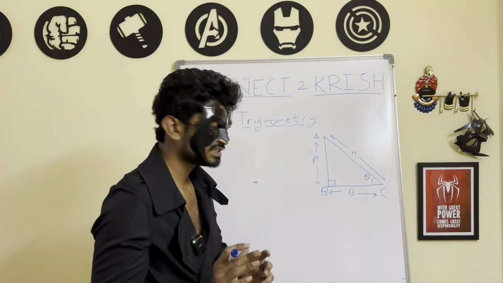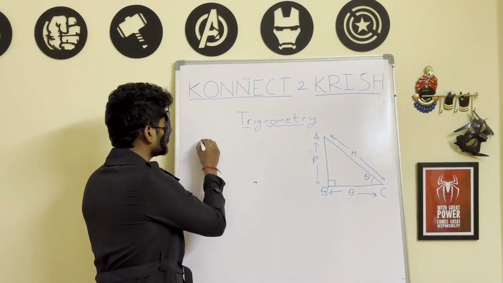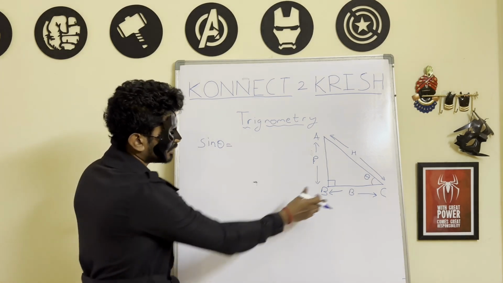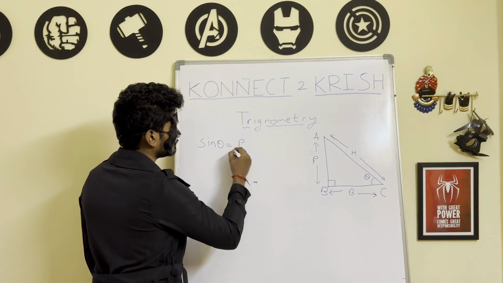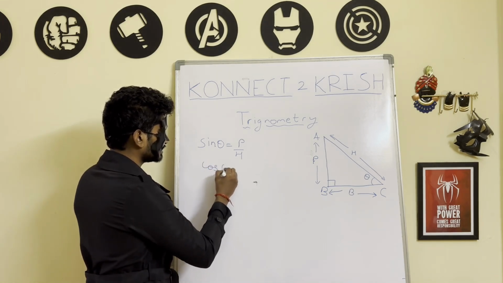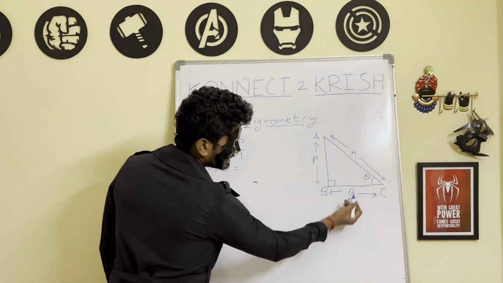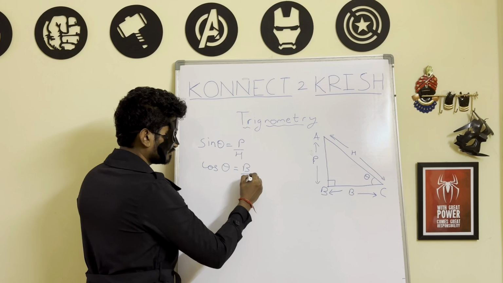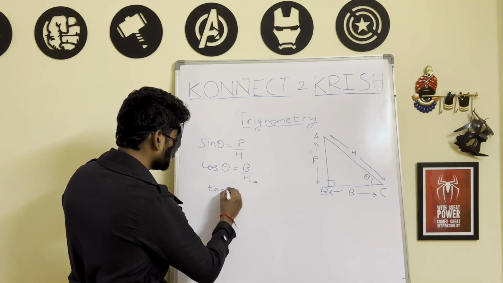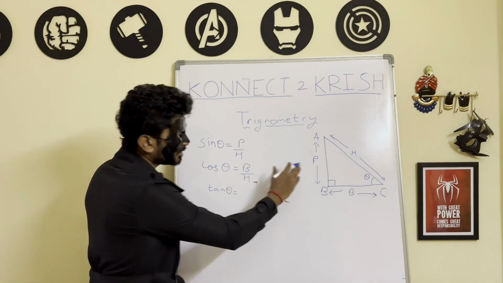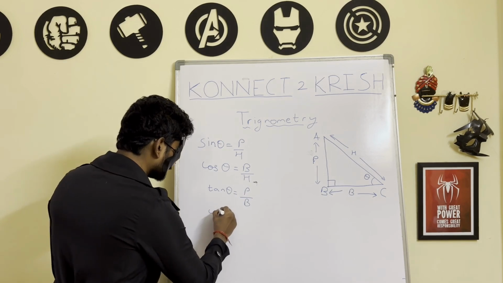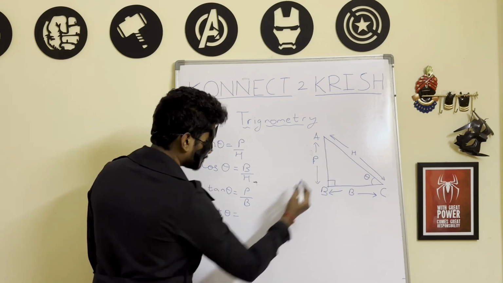A few simple basic formulas we will start with. First one is sin theta. Sin theta is nothing but perpendicular by hypotenuse. Next one, cos theta. Cos theta is nothing but base by hypotenuse. Next simple formula is tan theta. Tan theta is nothing but perpendicular by base. Cot theta is nothing but base by perpendicular.